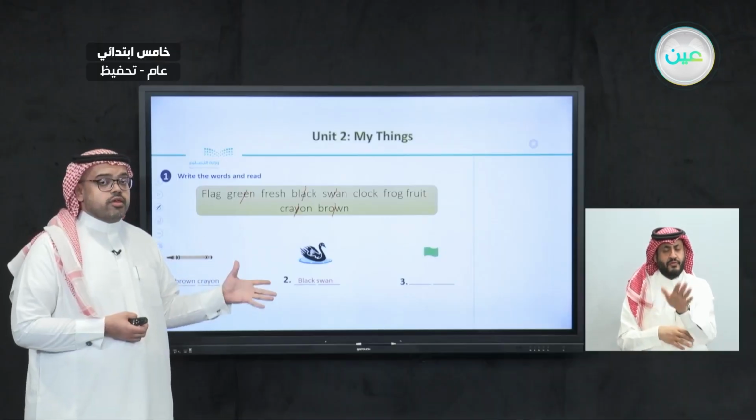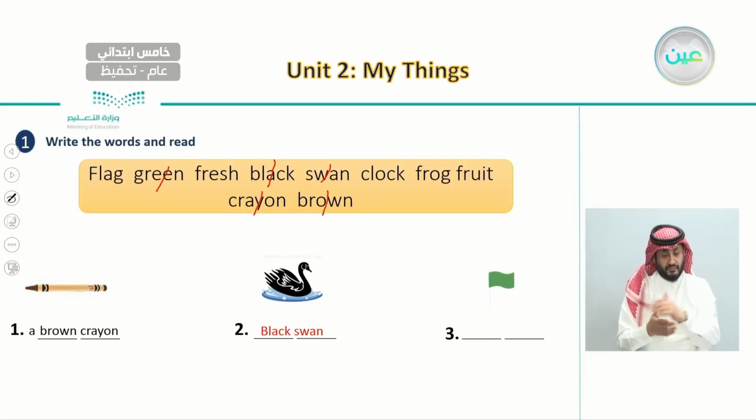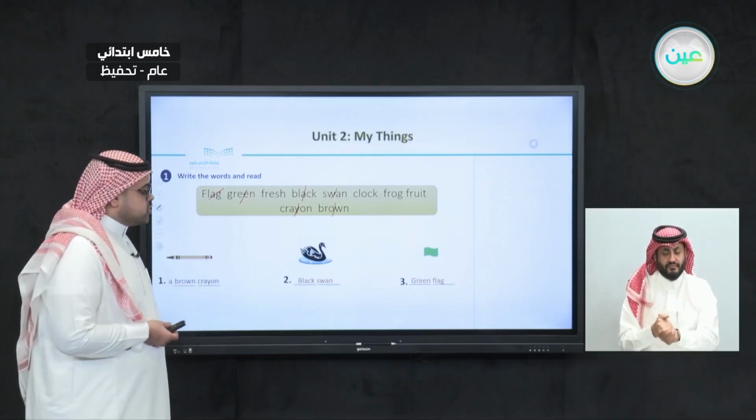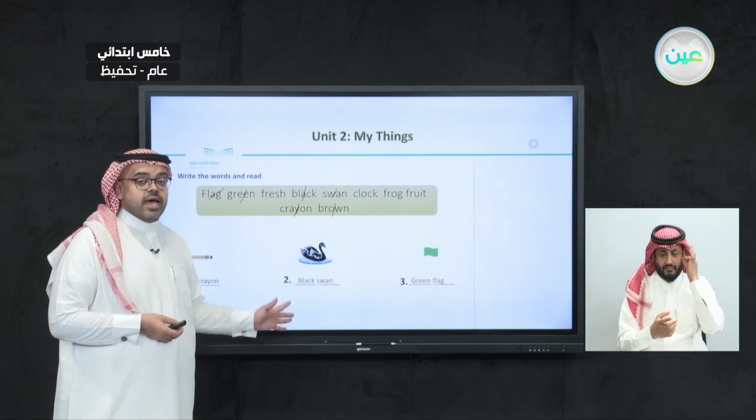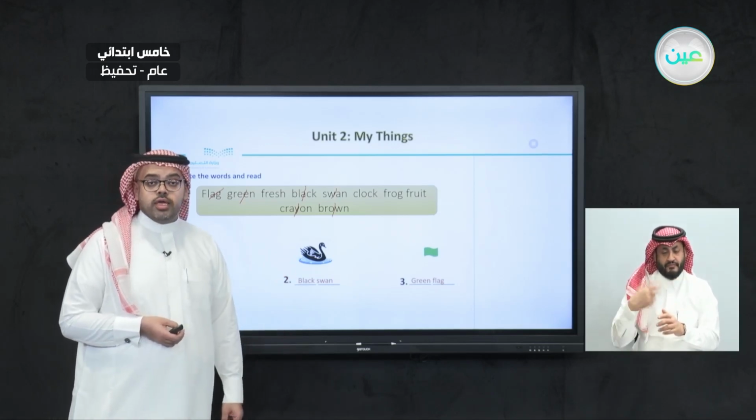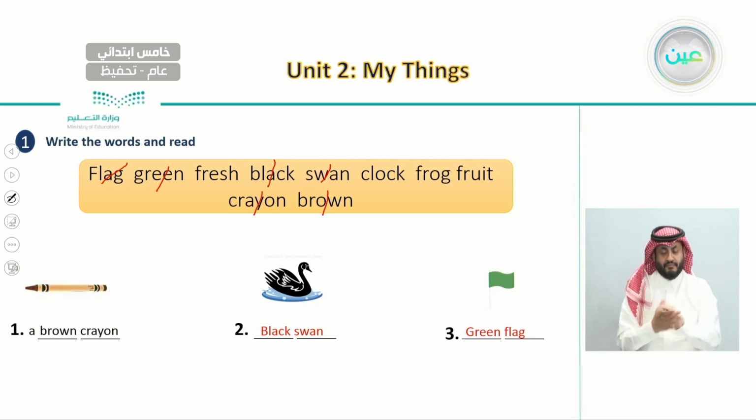What is this picture? Is it green flag or green fresh or green clock or green frog or green fruit? It is, of course, a green flag. Green flag. So here we go, and we do cross the word flag from our list. So let's one more time listen to these words. The first one is brown crayon, and also number 2 is black swan, and number 3 is green flag.